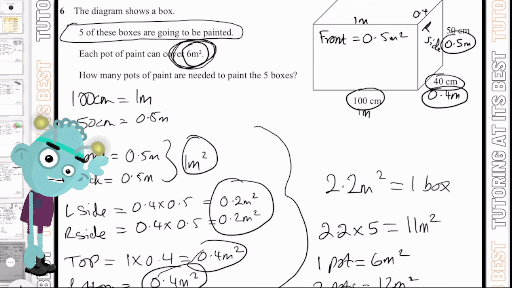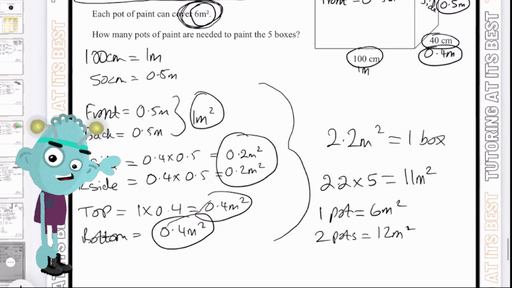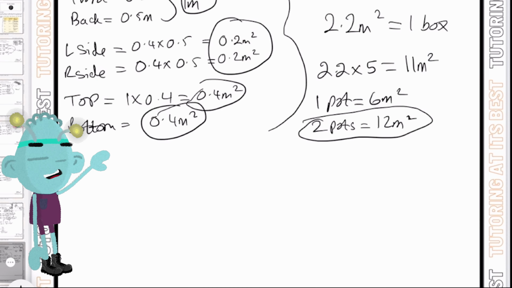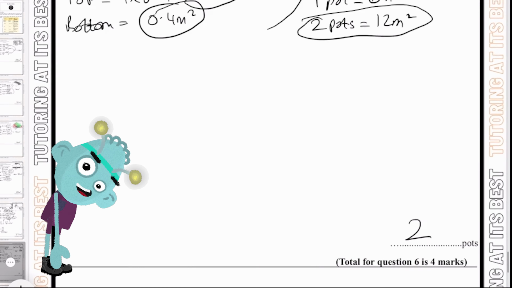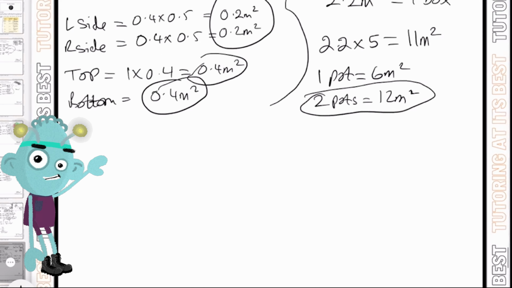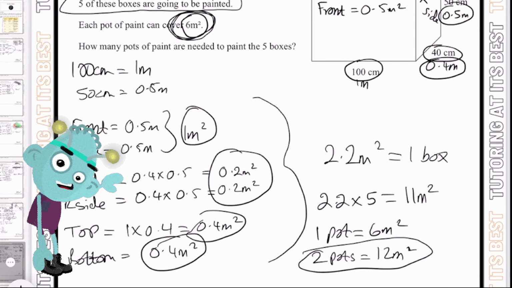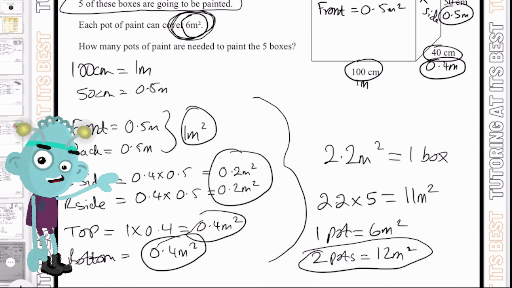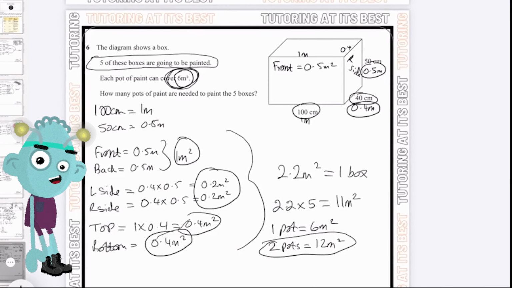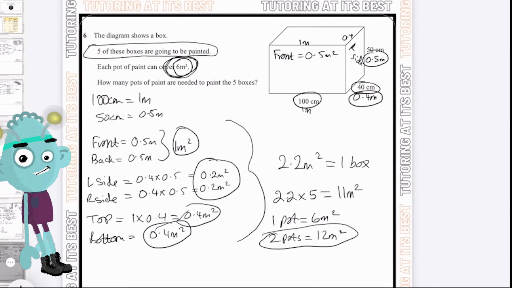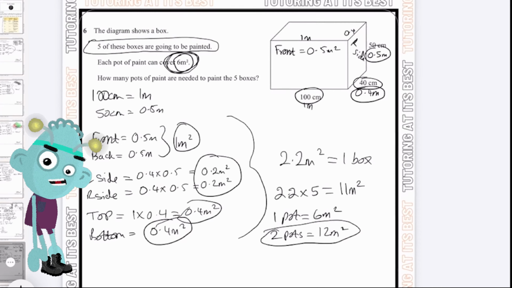So overall, we know that 1 pot will not be enough because we need 11 in total. So I'm going to opt for the 2 pots, which will then give me a leftover of 1 meter squared just in case. So in total, I will require 2 pots to paint 5 boxes. I hope that question was clear, and I hope you can see how I've started with converting our shape from centimeters to meters. I then calculated all of the areas of the sides before finally multiplying it out to work out how many pots of paint we need.